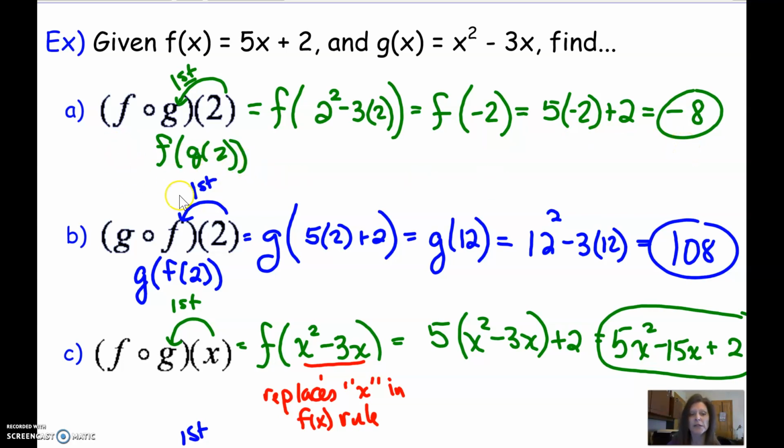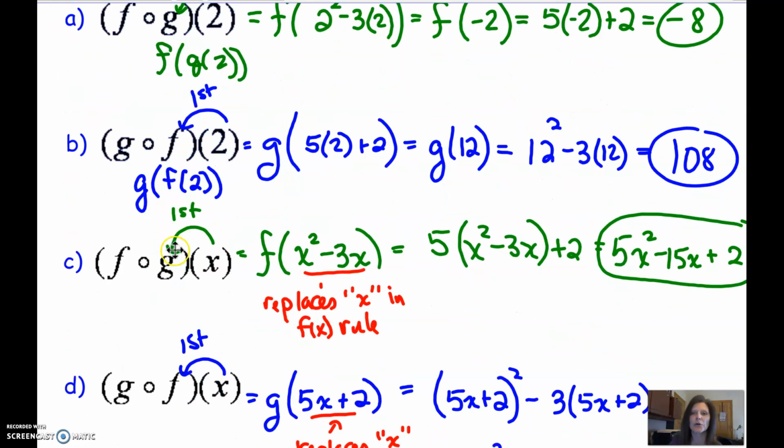Now if I reverse this and instead of f of g of 2, I say I want to find g of f of 2. Well, in that case, what I'm being asked to find is g of whatever the f of 2 value is. So g of, this time we put the 2 into the f formula first. That simplifies to a 12. Now I've got g of 12, and I'm going to take the 12 and put it into g's formula, and I get 108. So you can see here that the order of composition matters a lot. You get radically different answers depending on what order you put it in.